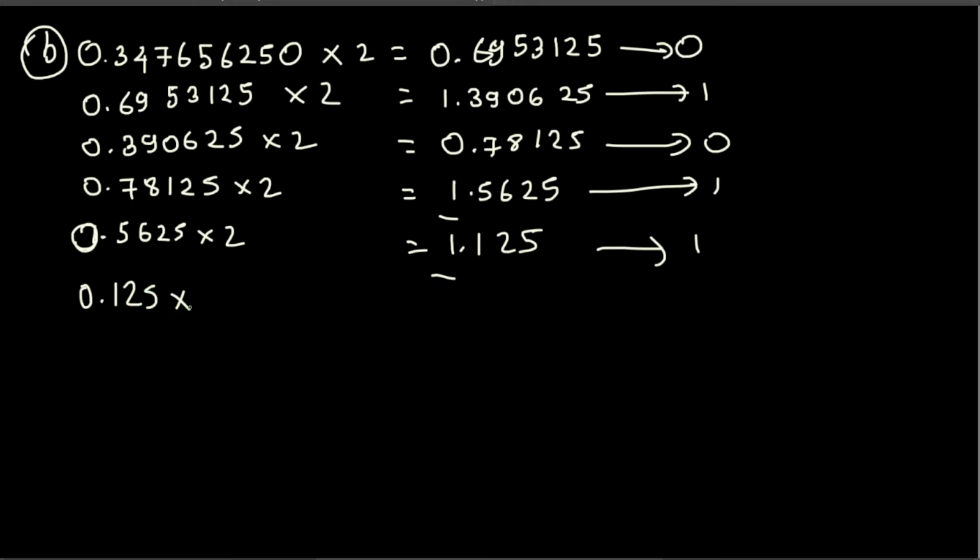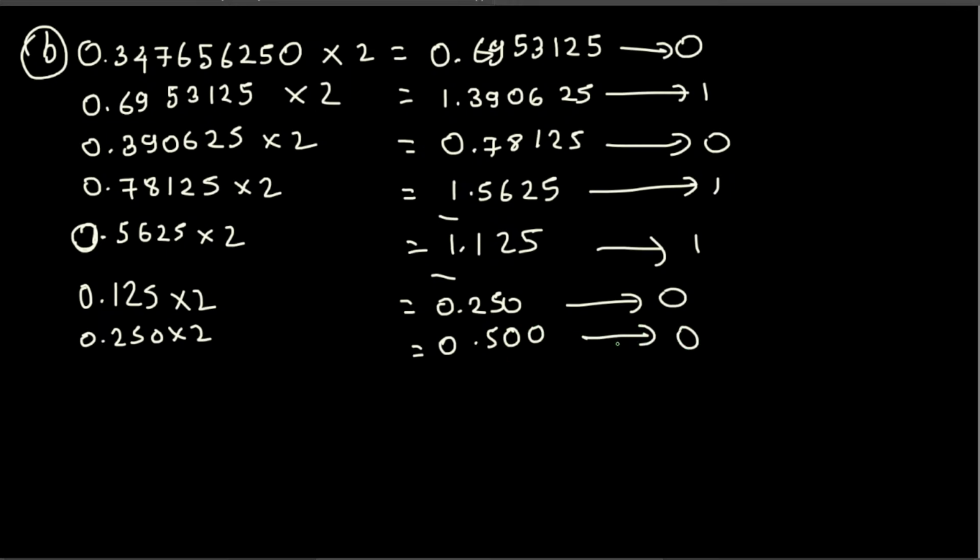Then 0.125 multiplied by 2 gives us 0.250, so 0 right here. Then 0.250 multiplied by 2 is 0.500, 0 right here. Then 0.500 multiplied by 2 we get 1.000 here. So since we end up with the 0 0 situation, we stop right here, and we read from top to bottom.